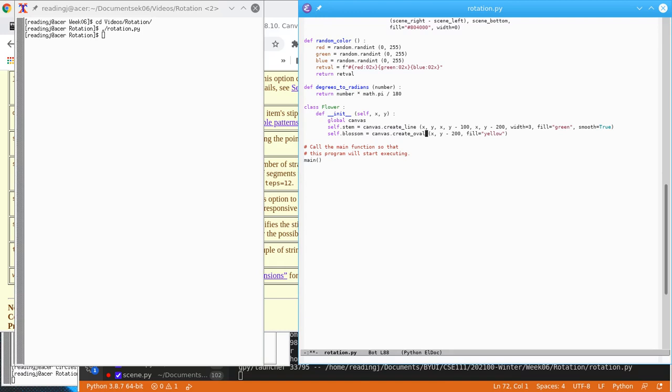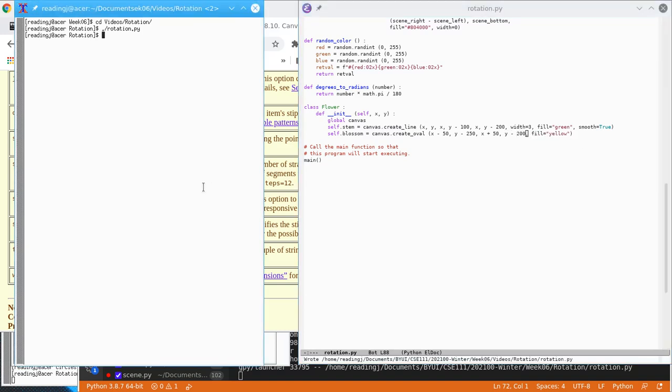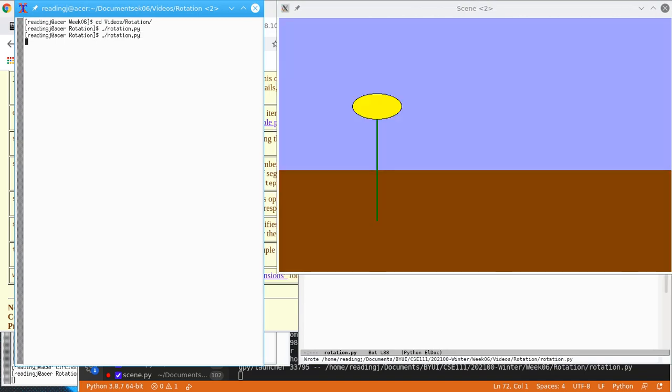X, y minus 200. So x minus 50, y minus 250, x plus 50, y minus 200. So let's see what that does for a flower. A beautiful flower, isn't it?